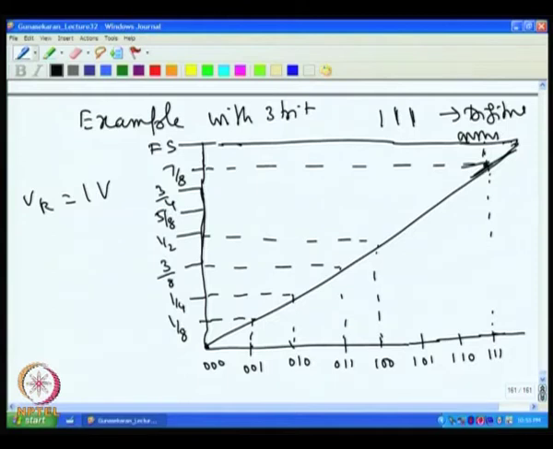Now, this is the ideal converter, where when 1 1 1 is there, we are supposed to get 7 by 8th of a volt. If 1 volt is the full scale voltage, then at 1 1 1 we are supposed to get 7 by 8th, and finally it reaches 1 volt. One LSB is left out to get the full scale voltage of 1 volt. Now, in the actual case, if a gain error is there, for example, if it has 1 LSB gain error, then this line will be meeting here.